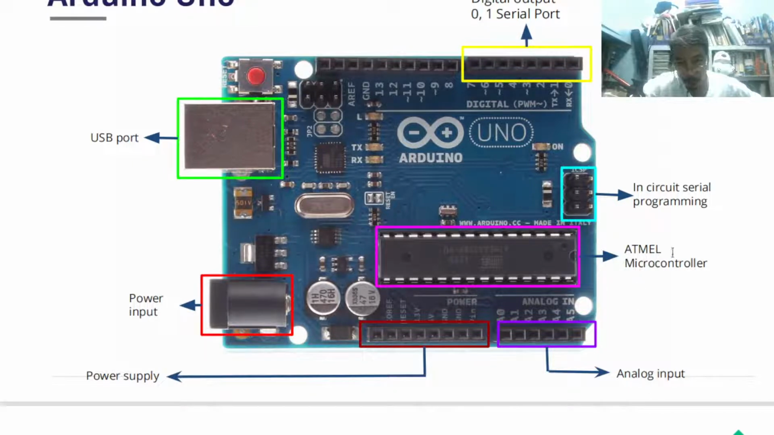Okay? So this is the ATmega 16 U2. This is R3, the revision 3. Because in revision 1, the reset button is here. The reset button is in the corner.